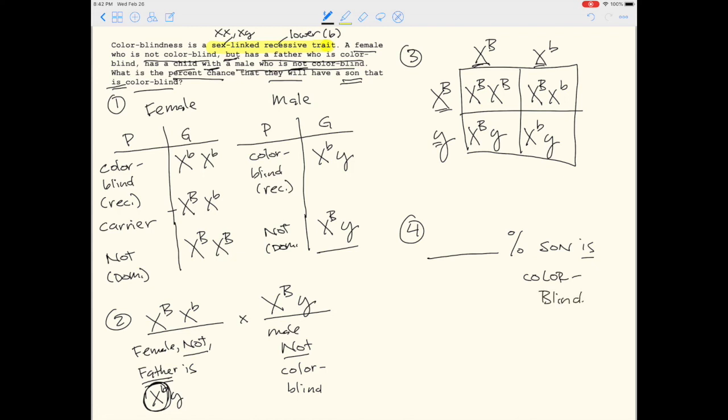So I'm going to notice that up here I have a female, so I'm not going to include this box. I have a female up here, I'm not going to include this box. But down here I have my 2 male possible sons over here. And I notice this one is the one with color blindness. So 1 out of the 2 boxes for males is going to be colorblind, and 1 out of 2 equals 50%. So now I am totally 100% done.